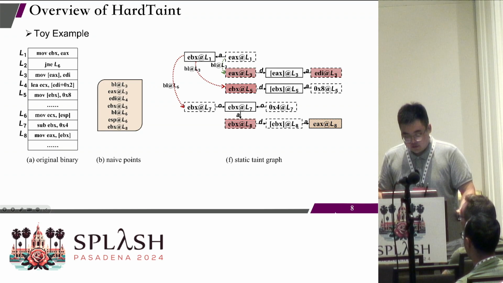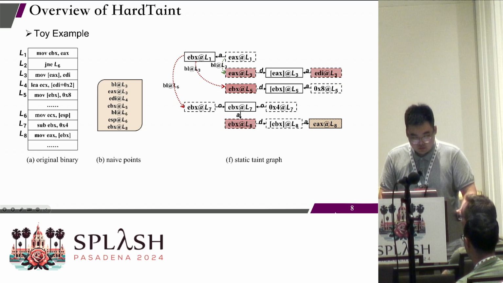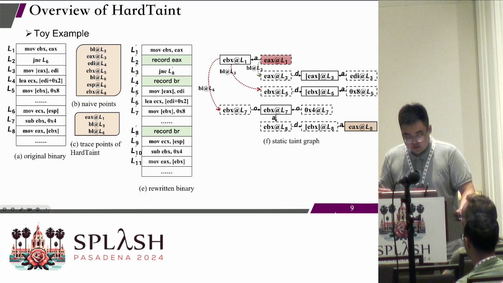That are the branches and the memory addresses used in the binary, and they are marked red in the right figure. However, after our static identification analysis, only 3 points need to be traced. And based on the trace point information, we insert statements at the corresponding locations in the binary to record the values.